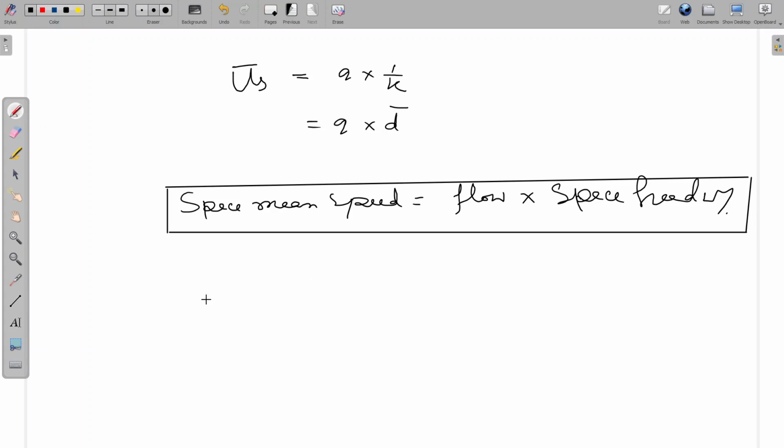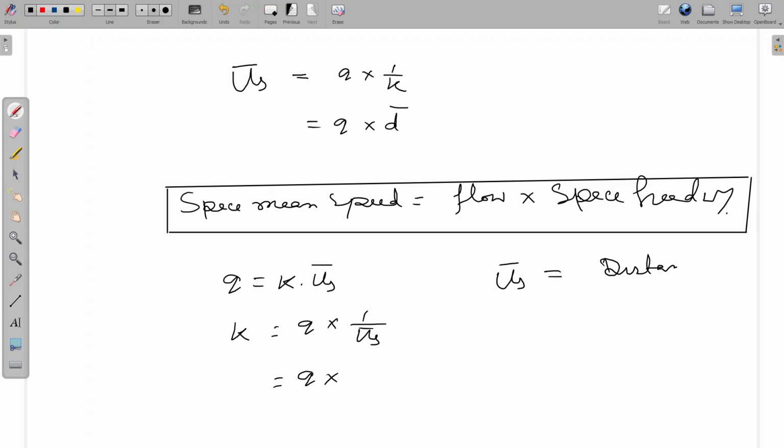Next, what is density? Initially we read that Q equals K into U_s. What we have written, so what is K? K is equal to Q into 1 upon U_s. What is space mean speed? Speed is nothing but distance traveled over time.